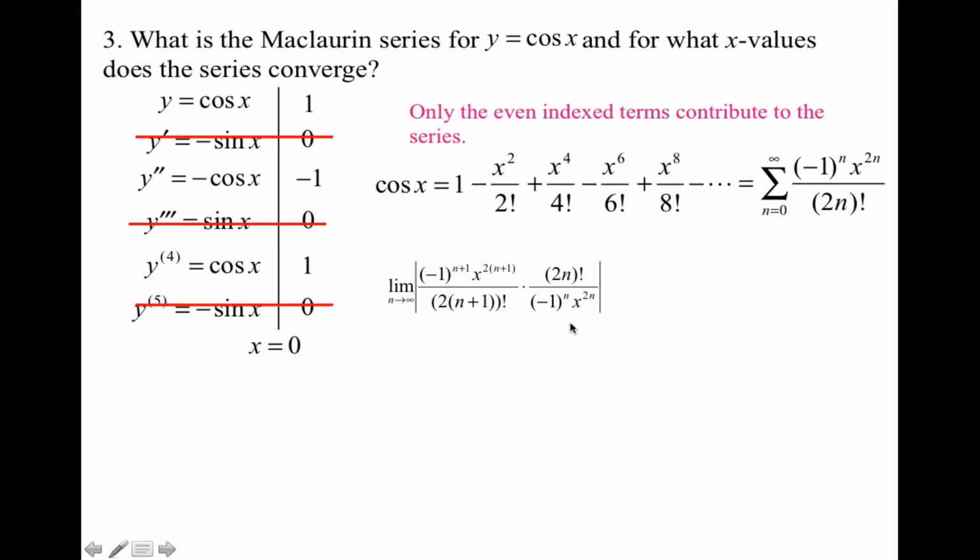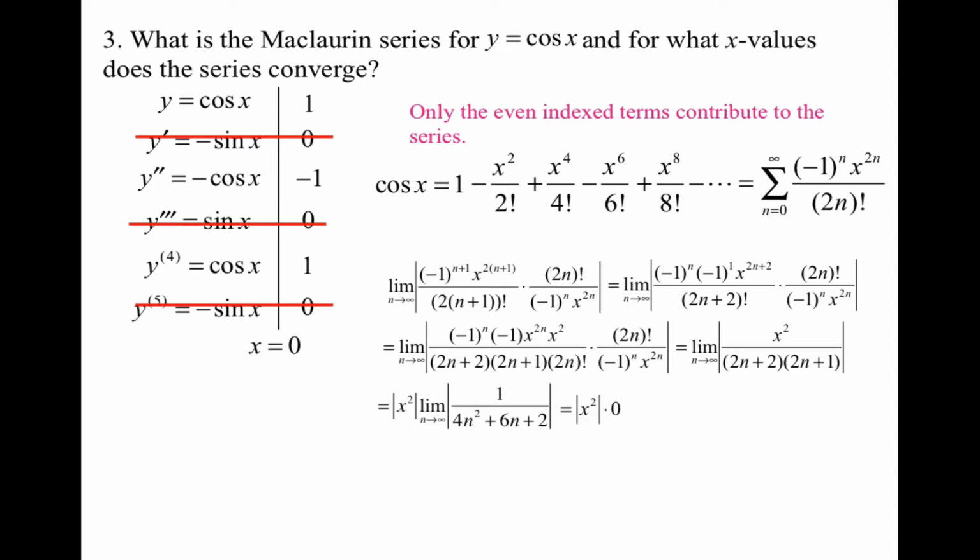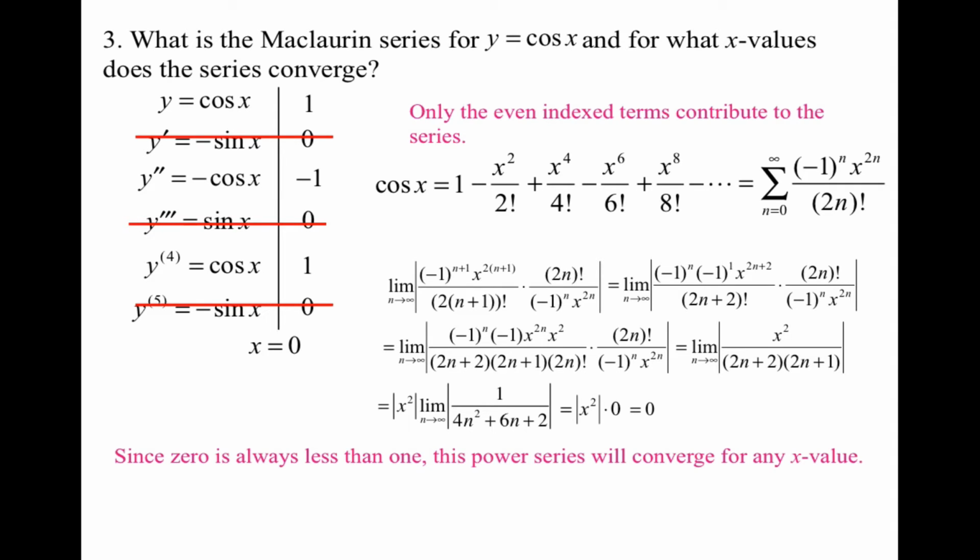So to find my interval of convergence, I set up the ratio test, expand out, and I can also expand out using factorial properties the 2n plus 2 factorial to get the following. So now when I cancel, I am left with the absolute value of x squared over 2n plus 2 times 2n plus 1. All right, so I can go ahead and pull out the x squared and multiply through the denominator to get the following. And when I evaluate the limit, I'm going to get 0 times the x squared, which will give me just 0. And since 0 is always less than 1, this power series will also converge for any x value. So that means my interval of convergence is also all real numbers.